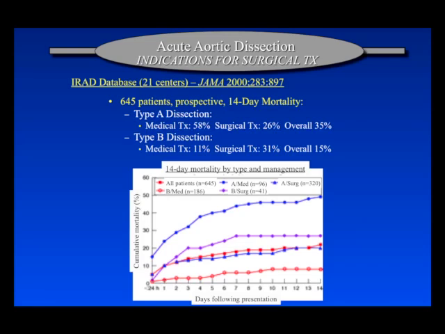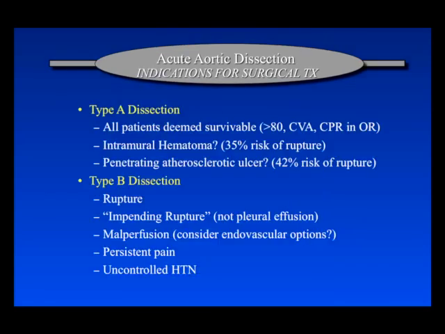It's important to note that some patients, however, that obtained medical therapy for type A aortic dissections may have been excluded from this study, as consent may not have been obtained prior to death. The indication for surgical treatment in type A dissection is all patients deemed survivable. There's a questionable indication for intramural hematoma. There's a 35% risk with these patients, but it's not as clear-cut an indication as it is for aortic dissection. With penetrating atherosclerotic ulcers, there is also a significant risk of rupture, but each case has to be taken individually.